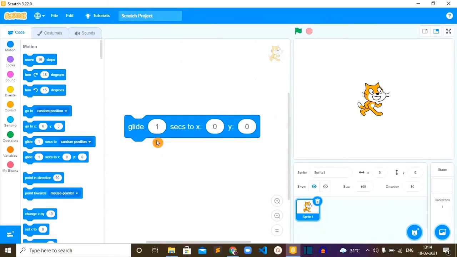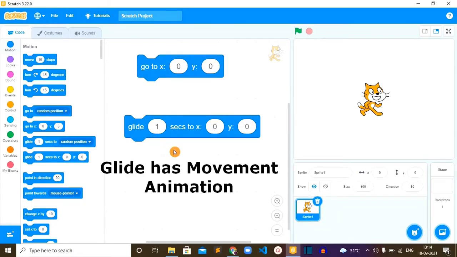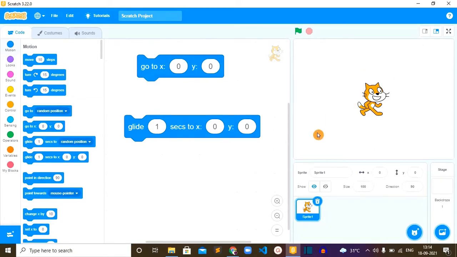And this block is the opposite of the go to xy block in its movement, which means this go to block has no movement animation in it, but when we use this glide block, when the sprite is moving from one place to another place, we can see the movement animation because the sprite will move smoothly from one place to another spot.